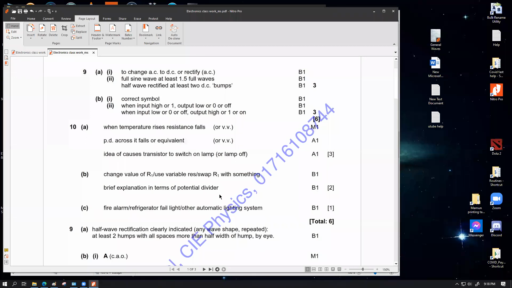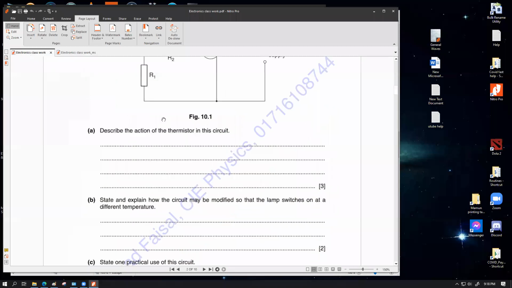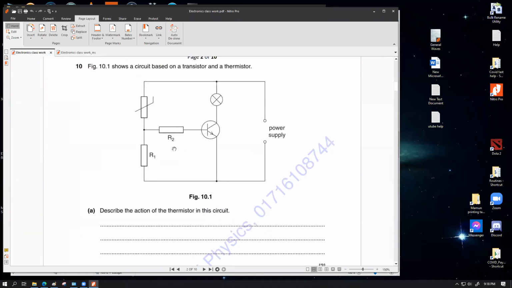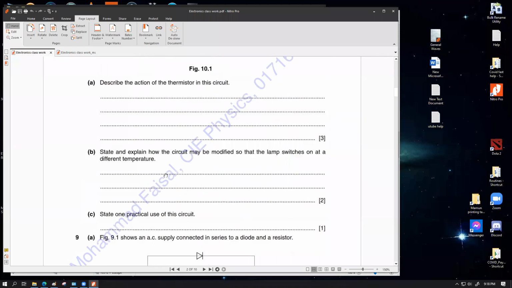So the idea of potential divider is to be used because I was saying that changing the resistance of R1 changes the voltage across R2, which changes the base current, and that essentially causes the collector emitter current to be changed and the lamp to switch on at a different temperature. So basically the change of R1 causes the whole thing to happen, which I just described in the original discussion. There is a state 1 practical use for this circuit.